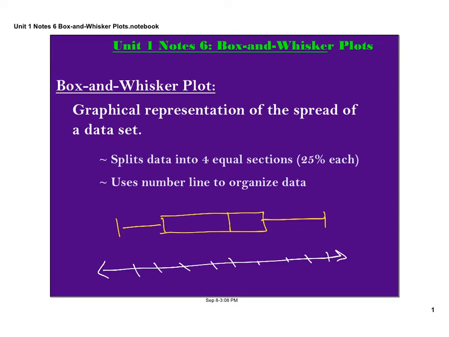And then there are these 5 points that we will be finding on the box and whisker plot. I'm going to talk about those on the next slide. So you've got a number line, you've got your box in the middle, and you've got your whiskers that come out to the outside.